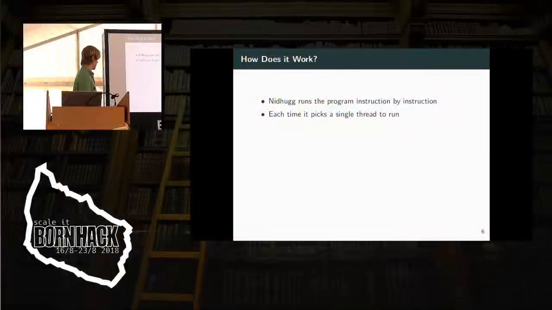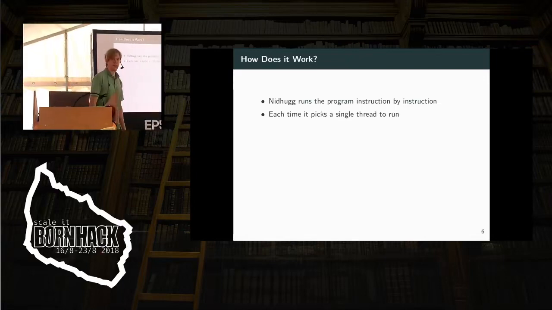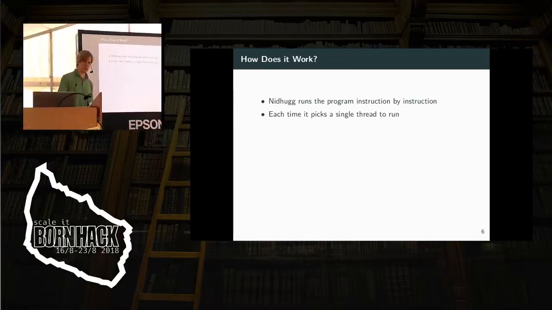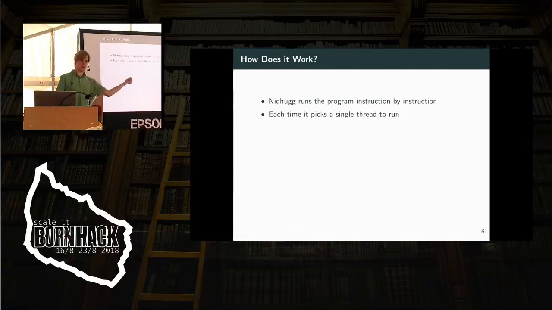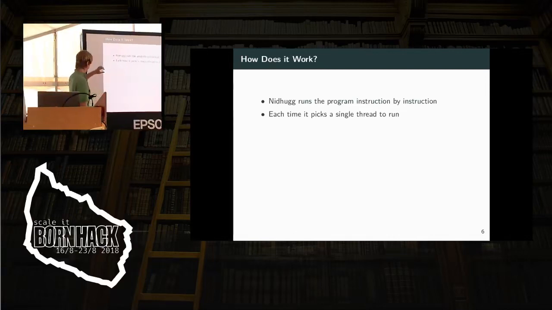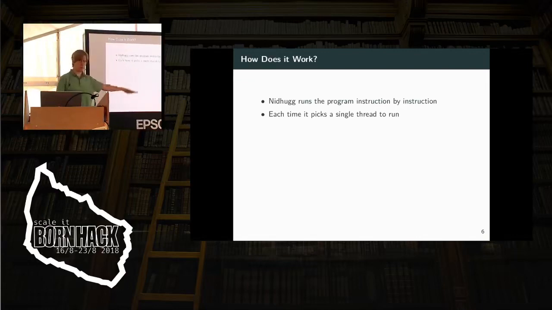How does it do this? Nidhugg takes your program and runs it instruction by instruction. It doesn't actually create multiple threads, but rather whenever there are multiple threads that can run, it arbitrarily picks one of them to run in a single step. So the trace we saw corresponds very closely to what Nidhugg actually did internally.